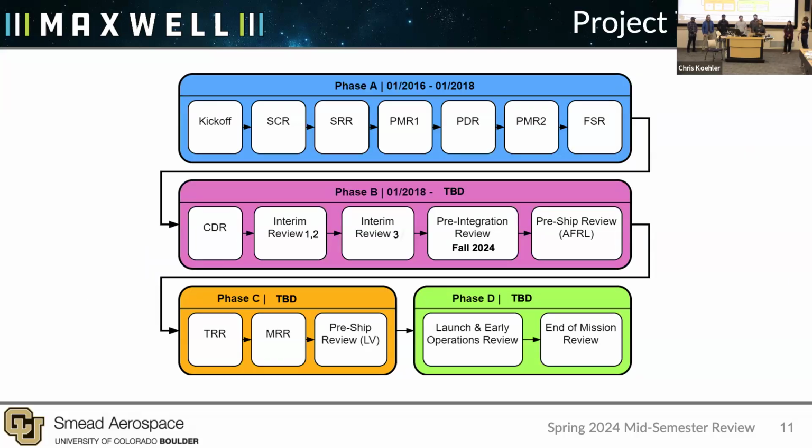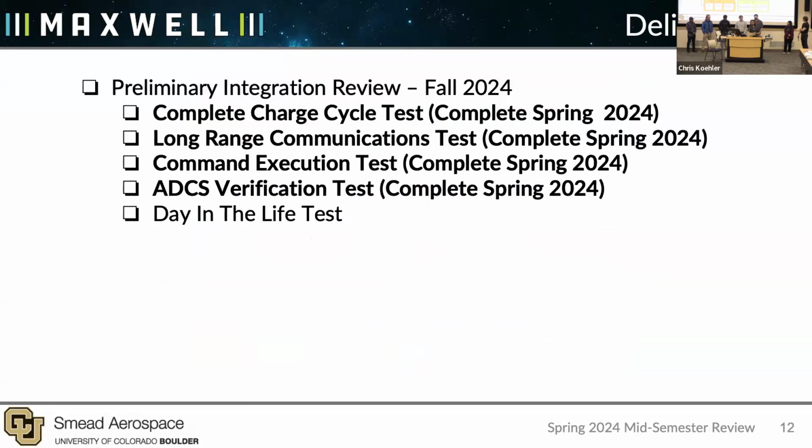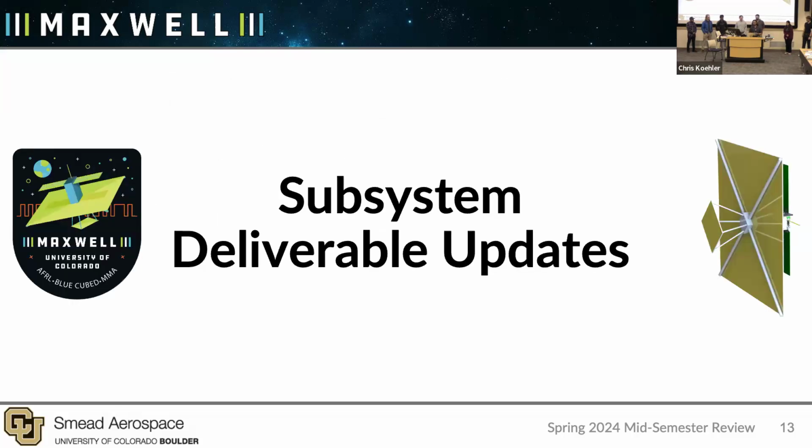Right now in the project, we are in phase B, working towards our pre-integration review for fall of 2024. In service of meeting that goal, we are planning on completing the complete charge cycle tests, long-range communication tests, the command execution test, and the ADCS verification test all in this semester, only leaving the day in the life test to be completed next. Now we'll move on to the subsystem deliverable updates.